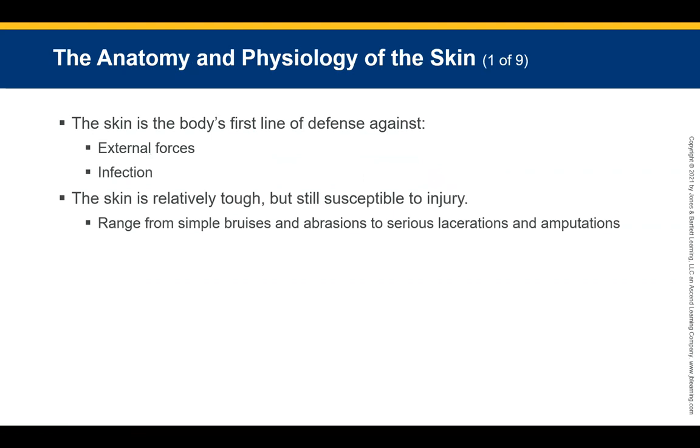So the anatomy and physiology of the skin. The skin is the first line of defense. That's exactly what we have that potentially is going to protect us from everything else. It's going to protect us from the external forces of the environment and possible infections. You need to know this: the skin is the largest organ in the body. It is relatively tough, but susceptible to injuries. Injuries may expose blood vessels, nerves, and bones. It can be a through and through, could be an amputation. But most of the time, we're going to have ruptured blood vessels, and that's where we're going to have our bleeding from. All that's going to be made common just by a skin injury.